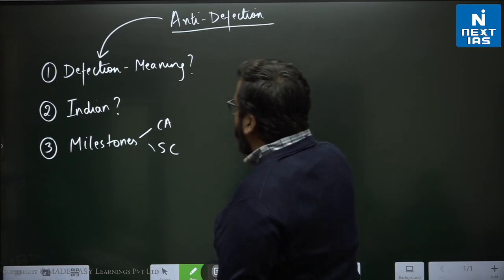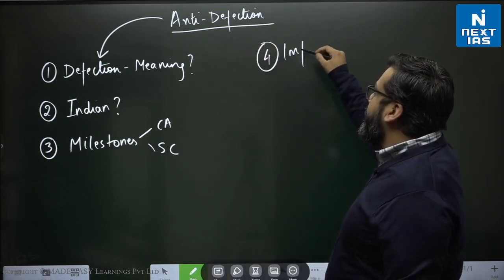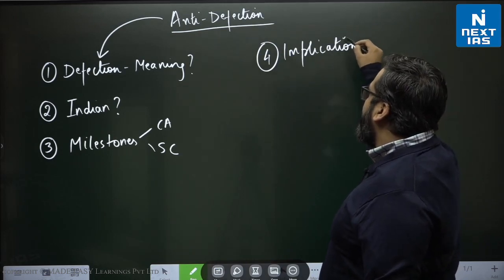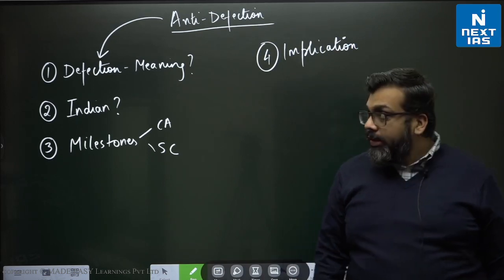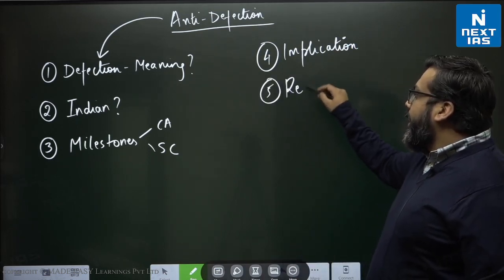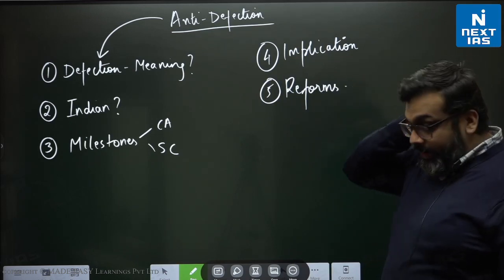Once we've understood this, we will then understand the implications of defection on various democratic and other functionaries. और इसके बाद we'll understand what are the kind of reforms that are needed to make anti-defection law better.